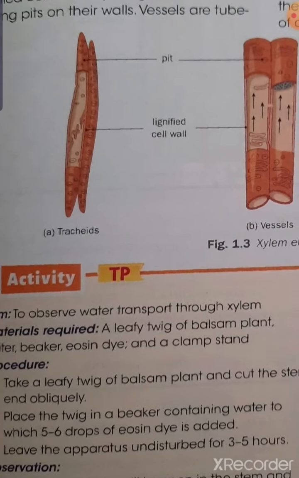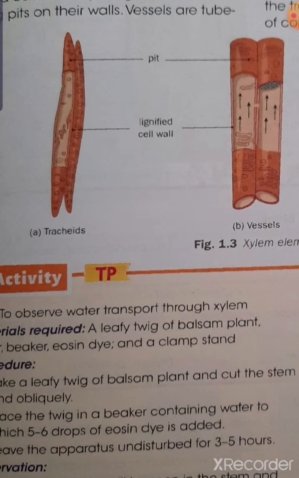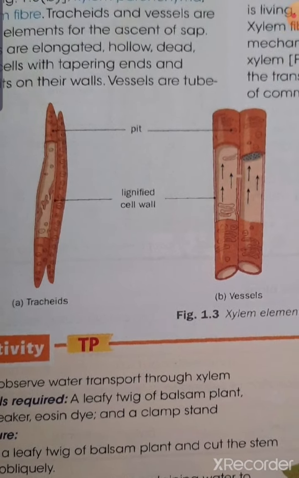You can see in this diagram, these are the tracheids. These are quite elongated in structure, they are hollow, they are dead cells, not living cells. They are dead and lignified cells with tapering ends. You can see this is elongated and the two ends are tapering. They have pits on their cell wall. This outer part is the cell wall, and they have some depositions, that is the pits on their cell wall.